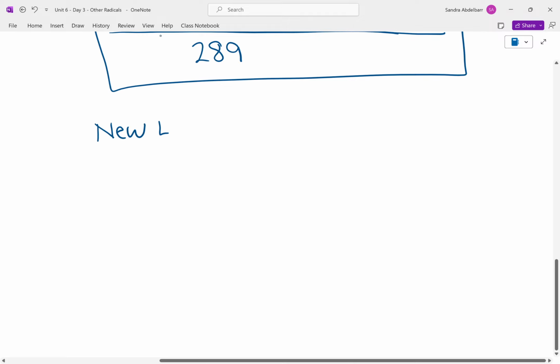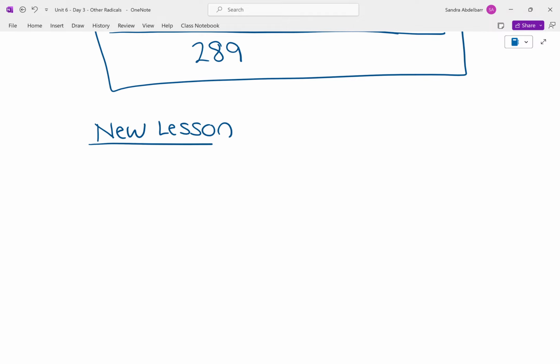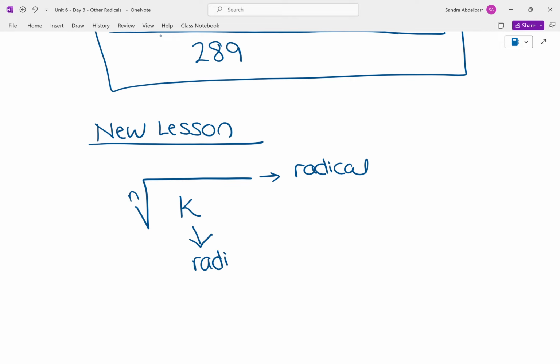All right, new lesson. So at this point we've only dealt with radicals when the index is 2. Now we're going to deal with when the index is any other whole number. So let's just recap. We know the little check mark thing is our radical. The number underneath our radical is our radicand. And the number by the check is the index.